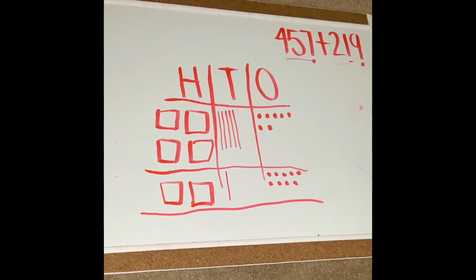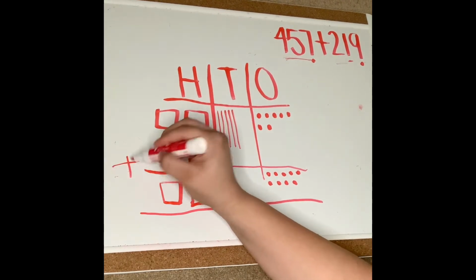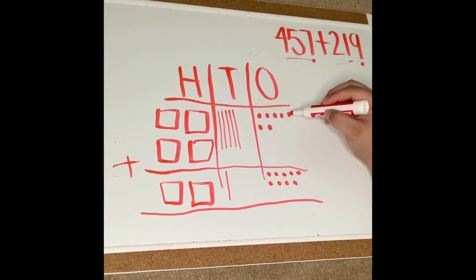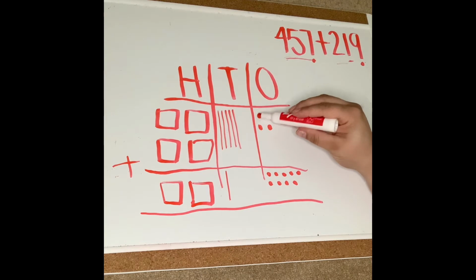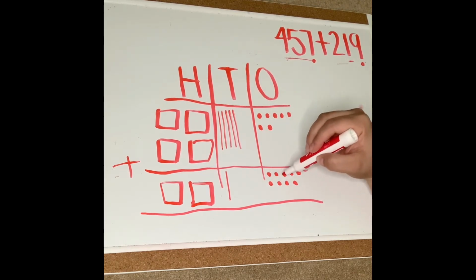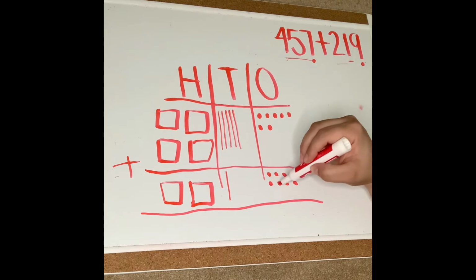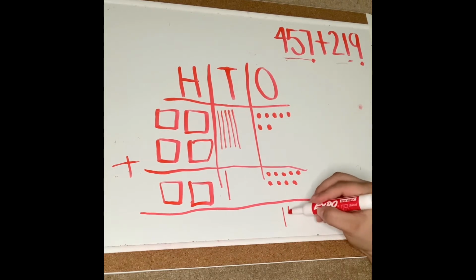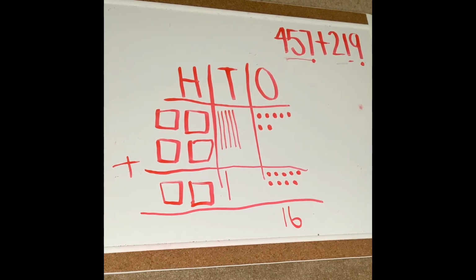Now we're going to start by adding our ones place first. So remember, start on the right and you'll be all right. So let's start by counting our ones. 1, 2, 3, 4, 5, 6, 7, 8, 9, 10, 11, 12, 13, 14, 15, 16. 16 ones. Wait a minute, this doesn't look right. What am I doing wrong? What does it look like I am doing wrong, my friends?